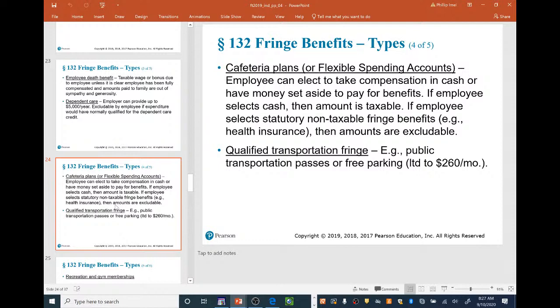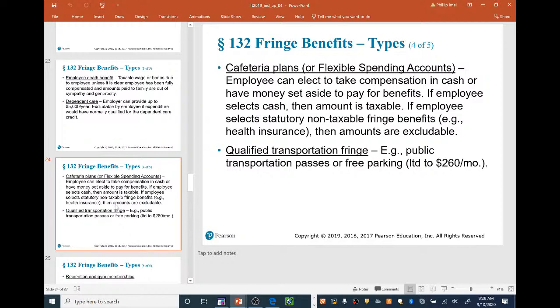Cafeteria plans or flexible spending accounts. The employee can elect to take compensation in cash or have money set aside to pay for benefits. If the employee selects cash, then the amount is taxable. If the employee selects statutory non-taxable fringe benefits, so for example health insurance, then amounts are excludable. So that's nice. So these are all pre-tax items, right? So they're not entered into determination of our income. Qualified transportation fringe. For example, public transportation passes or free parking. Once again, these are limited to $260 a month, as we talked about earlier.